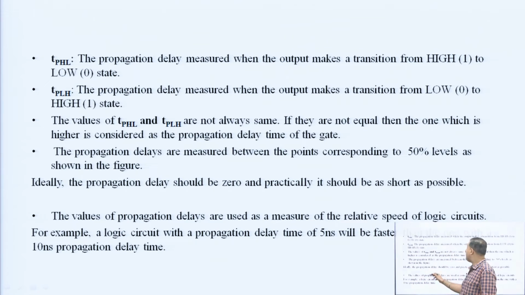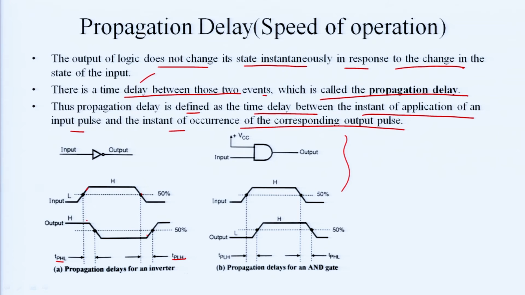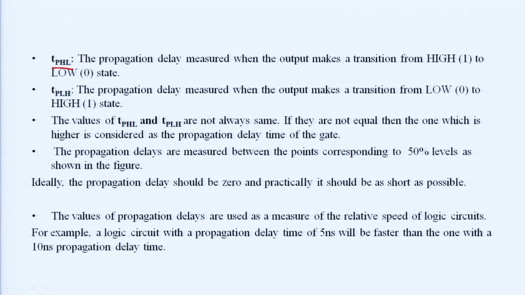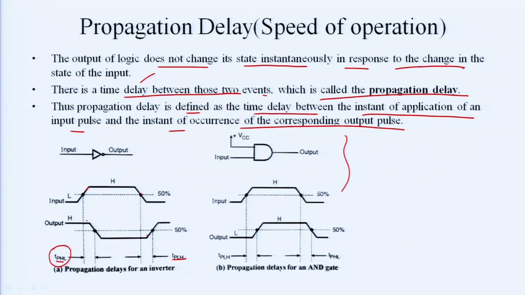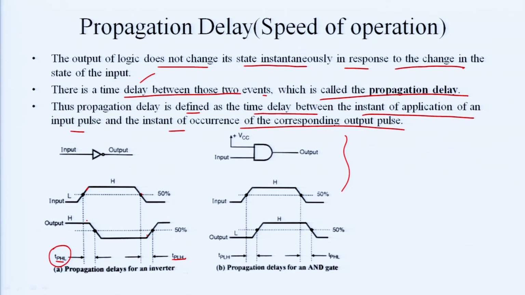So, what is TPHL? The propagation delay measured when the output makes a transition from high 1 to low 0 state. You can see here high 1 to low 0 state, right. Then what is TPLH? The propagation delay measured when the output makes a transition from low 0 to high 1 state. So, I think these two points are clear now.